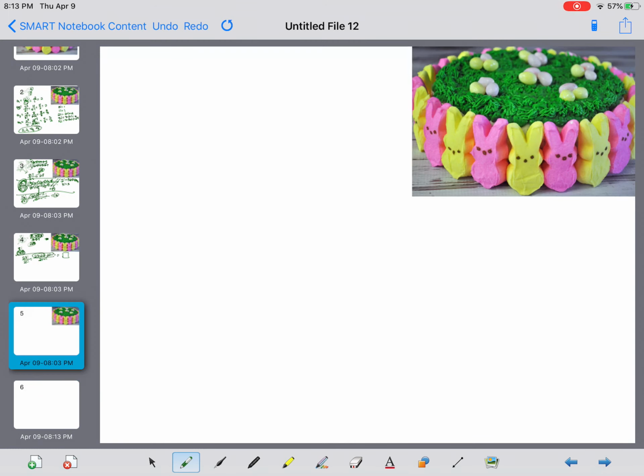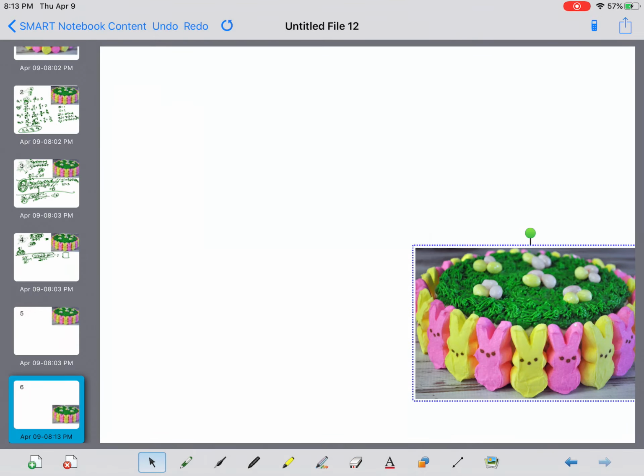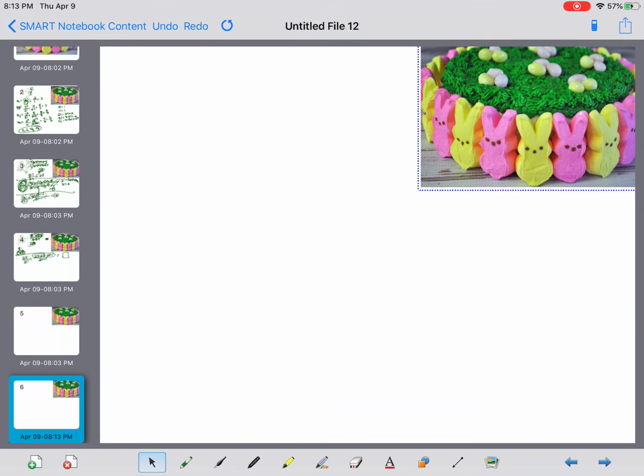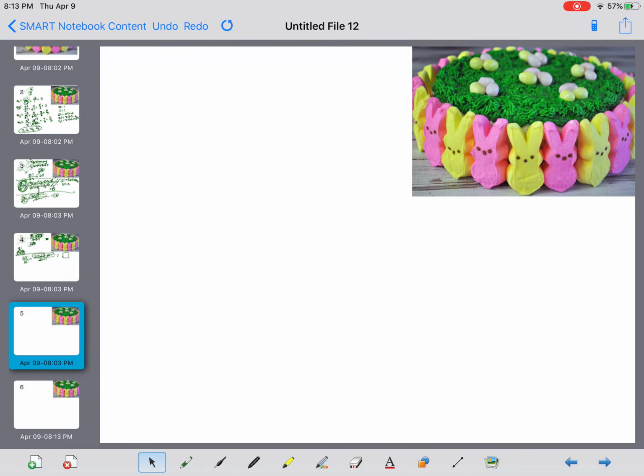Okay, so now I'm going to need to add another slide because I'm running out of slides already. Oh, sorry. Let me get rid of that. Okay. Let's get another cake. All right.